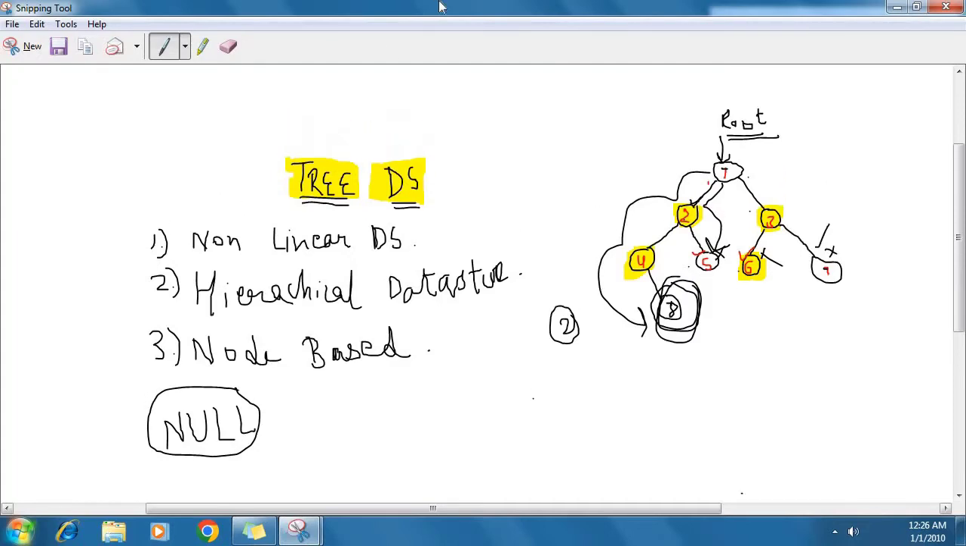So I hope you understand the basic terminologies regarding a tree. In the next video we will see how to implement a tree, how to insert a node, and how to define a node structure.